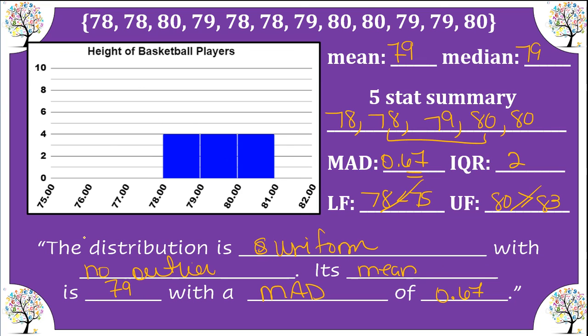Okay, so just remember S for the shape, O for possible outlier, C for which measure of center you're going to use, and then S for the measure of spread you're going to use.